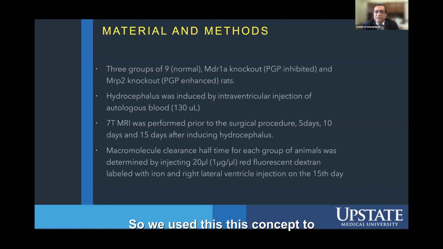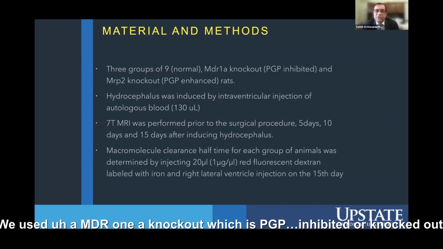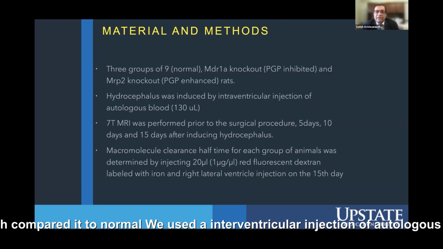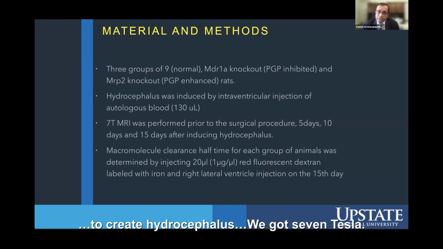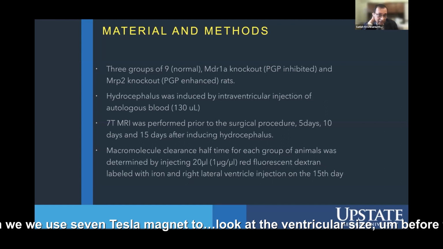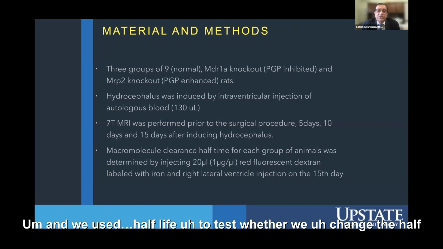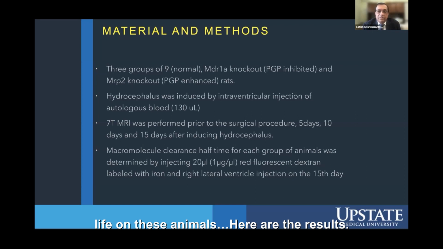So we used this concept to perform experiments. We used an MDR1A knockout, which is PGP inhibited or knocked out, and an MRP2 knockout, which is PGP enhanced, and compared it to normal. We used an intraventricular injection of autologous blood to create hydrocephalus. We used a 7 Tesla magnet to look at the ventricular size before the procedure, and 5 days, 10 days, and 15 days after the procedure. And we used the half-life to test whether we changed the half-life in these animals.